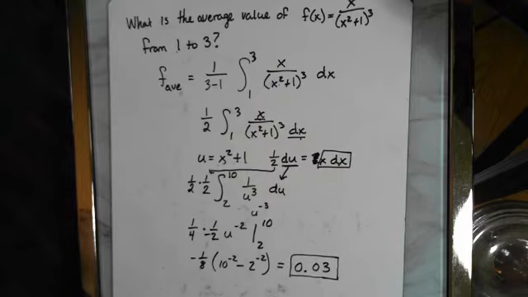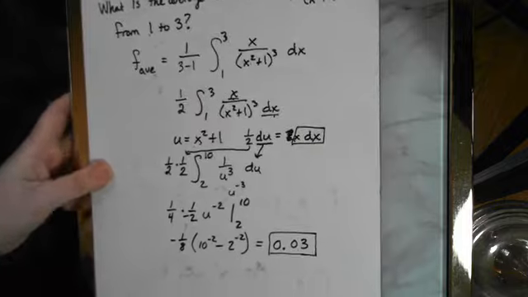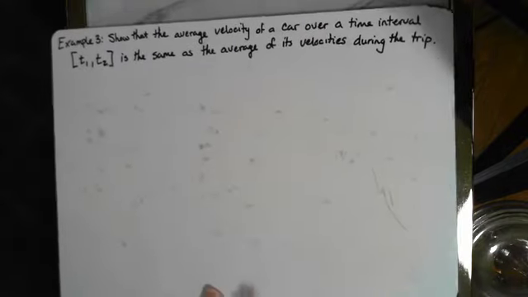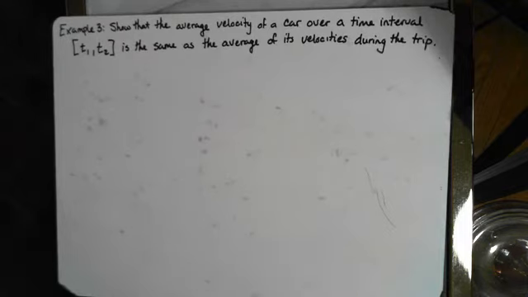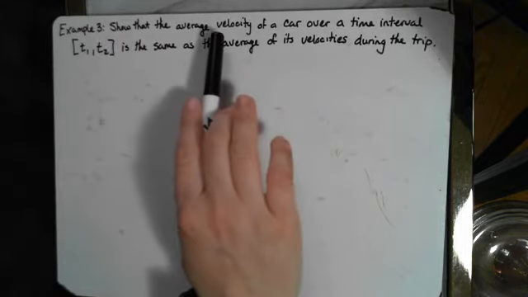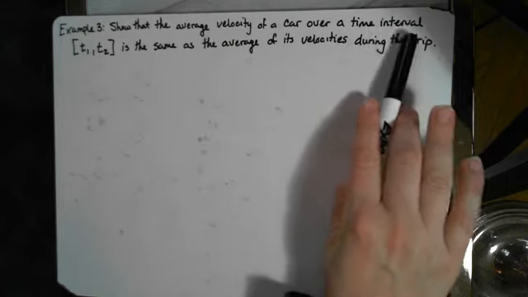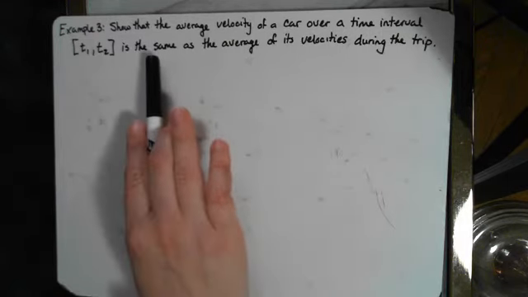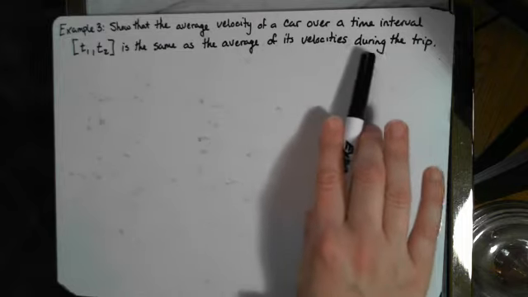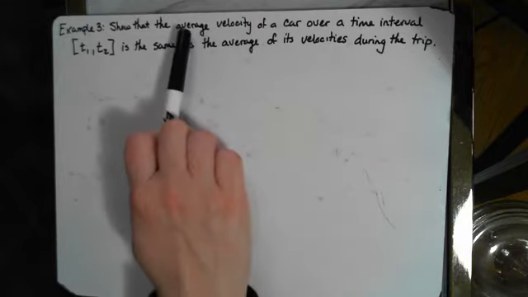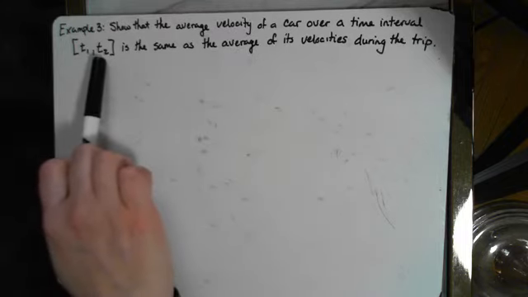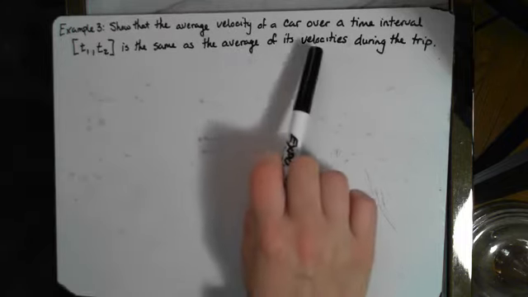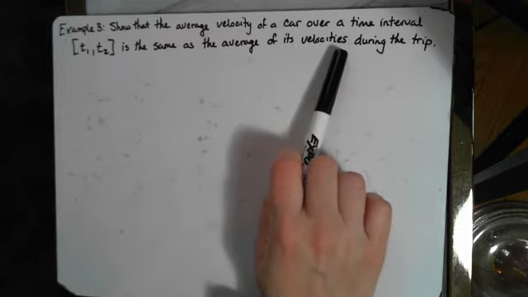Okay, we have one more example to do. And this one is a bit odd and it pulls up some information from a previous lesson. Okay, but it is our application question. So example 3 from your lesson says, show that the average velocity of a car over a time interval t1 to t2 is the same as the average of its velocities during the trip. So they want us to take the average velocity function in these times and show that it's equal to the average of its velocities.